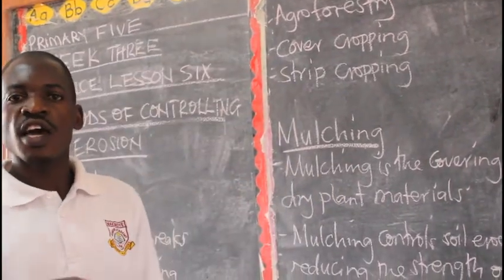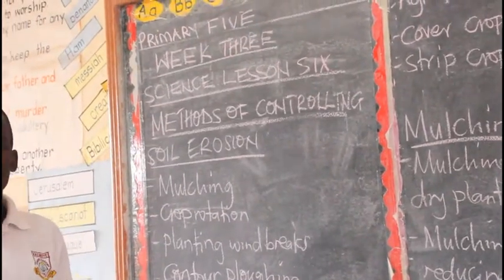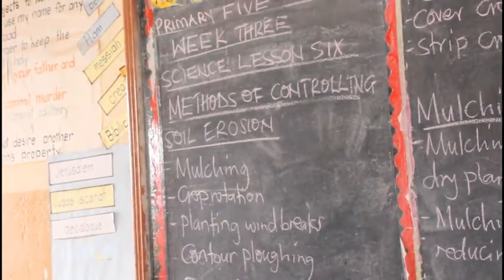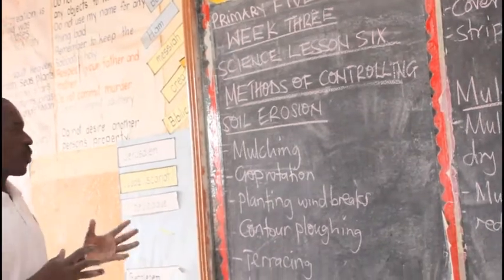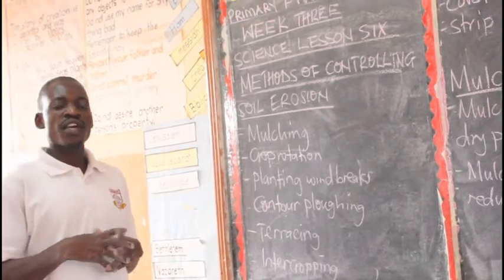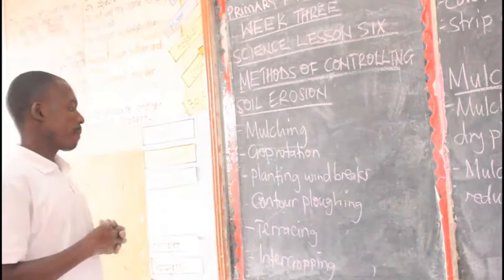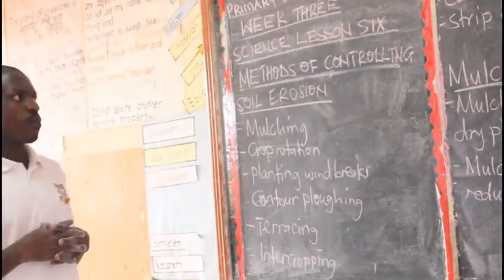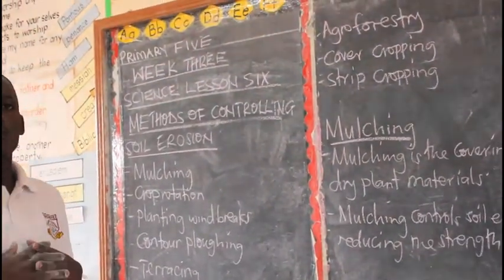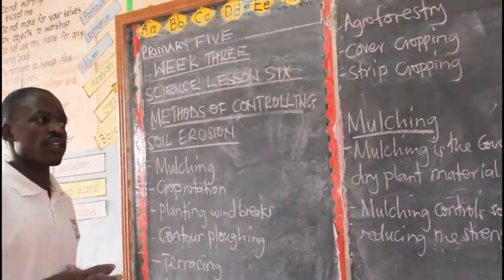Today, we are looking at how to control soil erosion. We know soil erosion destroys our crops. It's very dangerous in our soil. So how can we control soil erosion? One, by mulching, and we shall see what mulching is. We are supposed to carry out crop rotation. There's also planting windbreaks, like trees that can act as windbreaks. Then controlled plowing, terracing, intercropping, agroforestry, cover cropping, and strip cropping. Those are some of the ways we can control soil erosion.